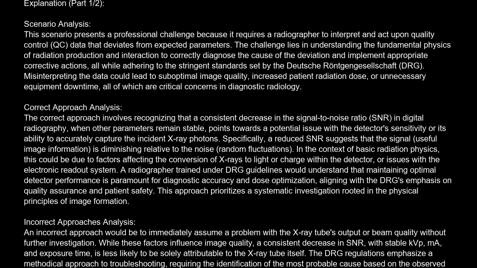Correct approach analysis. The correct approach involves recognizing that a consistent decrease in the signal-to-noise ratio, SNR, in digital radiography, when other parameters remain stable, points towards a potential issue with the detector's sensitivity or its ability to accurately capture the incident X-ray photons. Specifically, a reduced SNR suggests that the signal, useful image information, is diminishing relative to the noise, random fluctuations. In the context of basic radiation physics, this could be due to factors affecting the conversion of X-rays to light or charge within the detector, or issues with the electronic readout system.